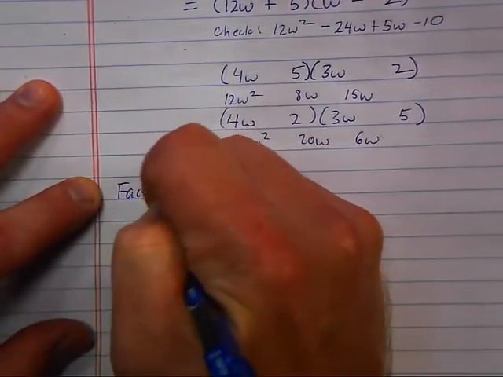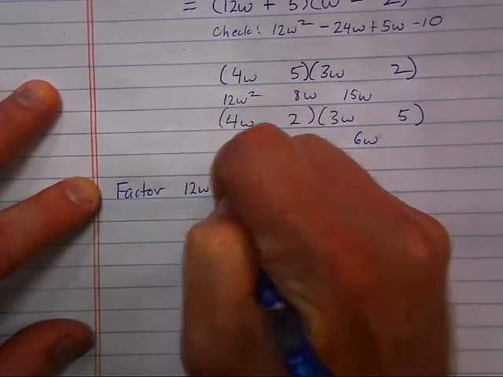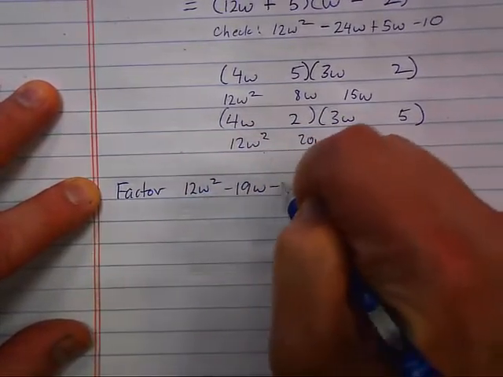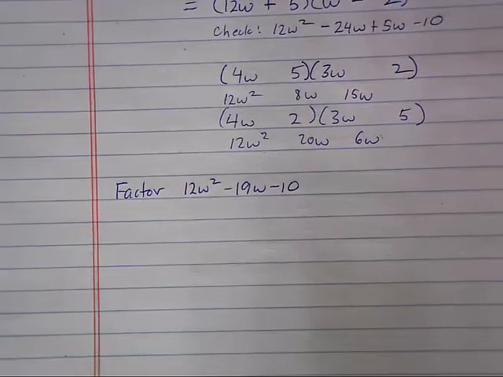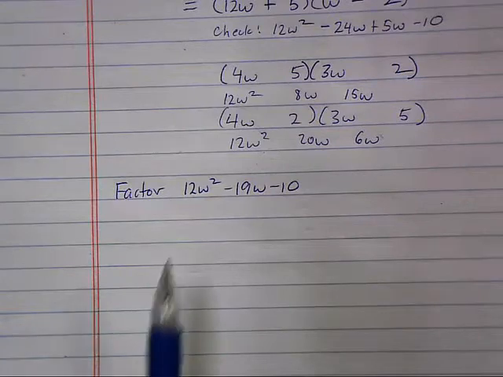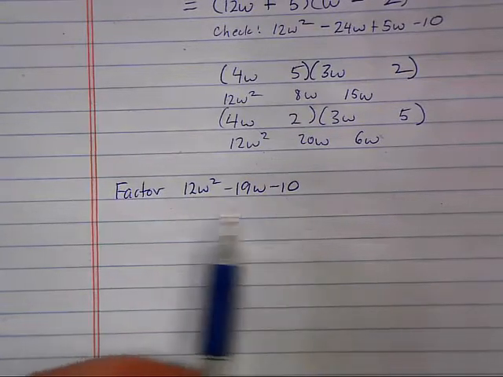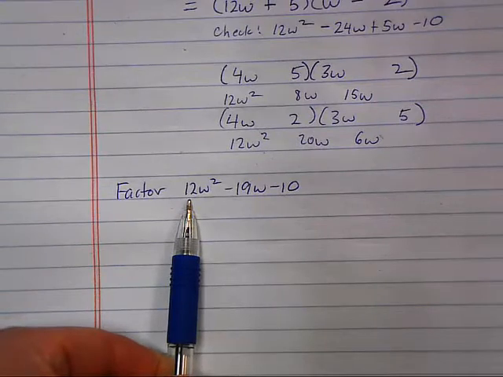Factor 12W squared minus 19W minus 10. Most of us are going to say, well, there's no greatest common factor, so I'm not going to worry about greatest common factor. I notice I have 3 pieces, and this first number is not the number 1. So here's what we're going to do.